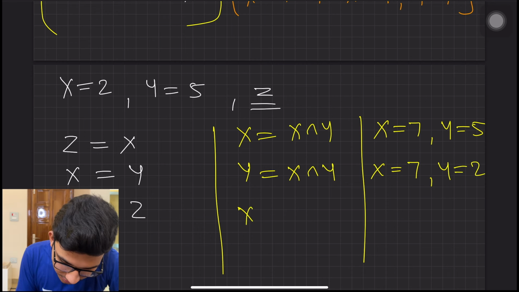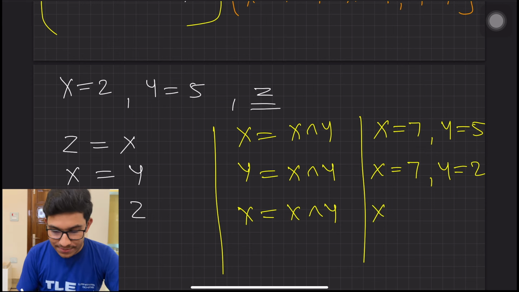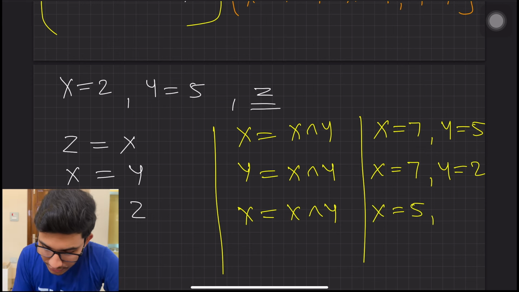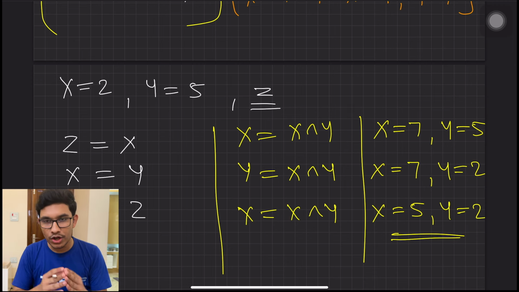Then after this operation, you do x is equal to x XOR y. So your x becomes what? Your x becomes 7 XOR 2. 7 XOR 2 is 5, and your y continues to remain 2, right? So in this way, you have basically swapped two variables without using a third variable, right?